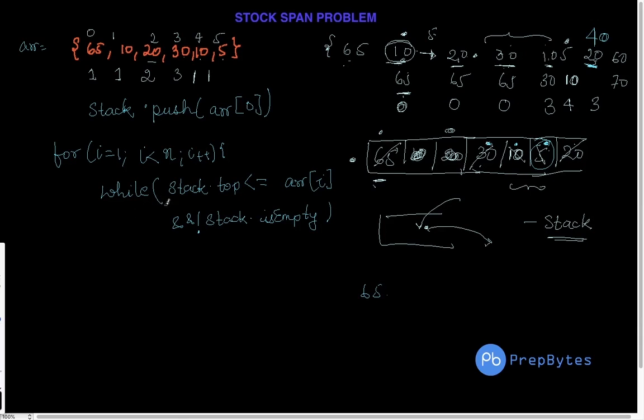So what happens is that we check if stack dot top is less than or equal to this particular thing, we simply remove these elements. We simply do st dot pop. Right? So we simply remove the element. As you can see, we are not updating our span till now, right? So we have to keep our span as well. So the span for 0 is obviously going to be 1.